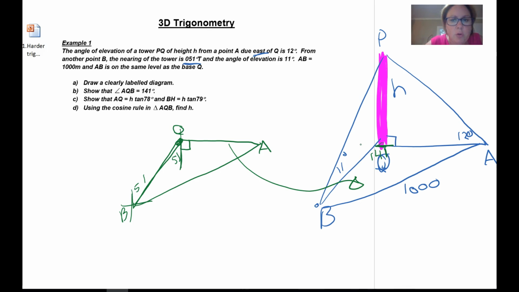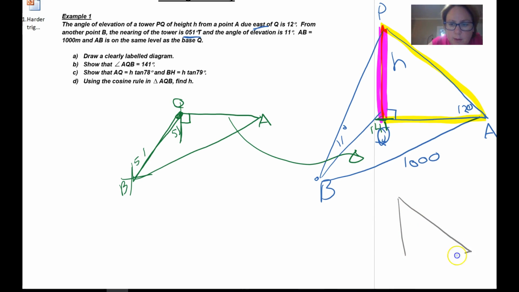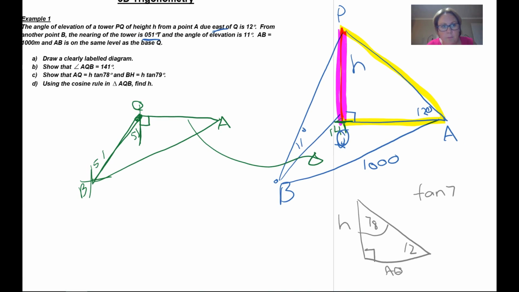It says show that AQ is H tan 78. Well, I'm looking at this triangle here and I'm going to draw it, and it's 12, H, 78, and this is AQ. Tan 78, I'm going to run out of room, equals AQ on H, so H tan 78 equals AQ.